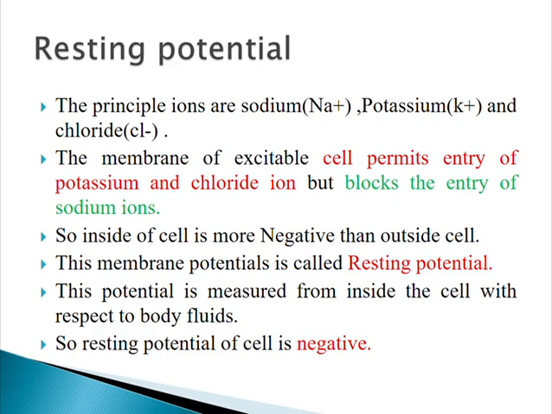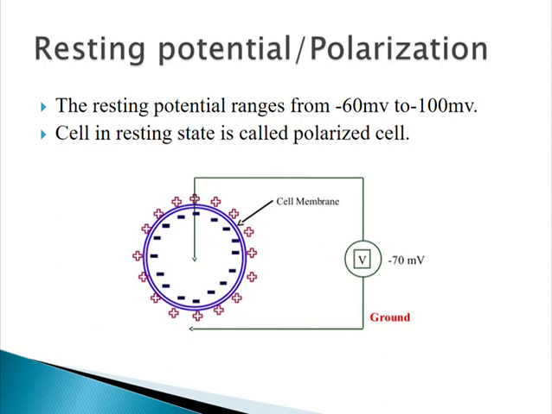And this potential is always measured from inside of the cell with respect to the body fluids. So resting potential is always negative. We can see over here in the figure: this is the inside of the cell, this is the membrane, and this is the outside of the cell. As you know, the chloride ions are allowed to pass, while the sodium ions, which are positively charged, are outside the cell. So the inside of the cell has become more negative than the outside. And if we measure the potential from inside with respect to outside of the cell, we get a potential which is negative in sign.